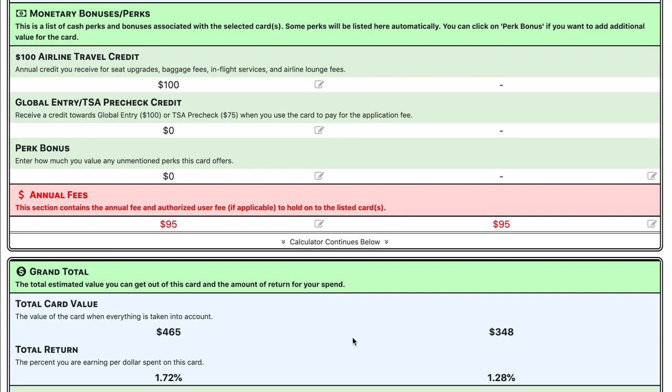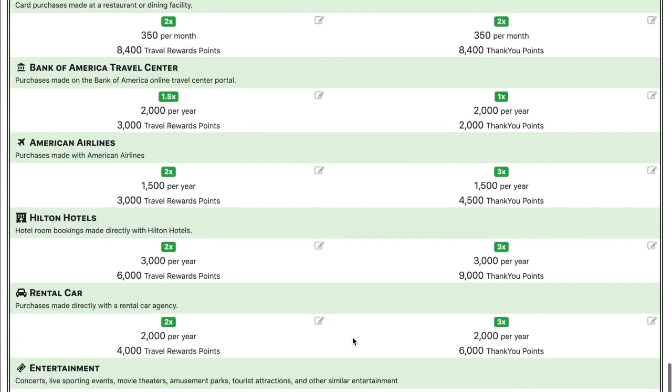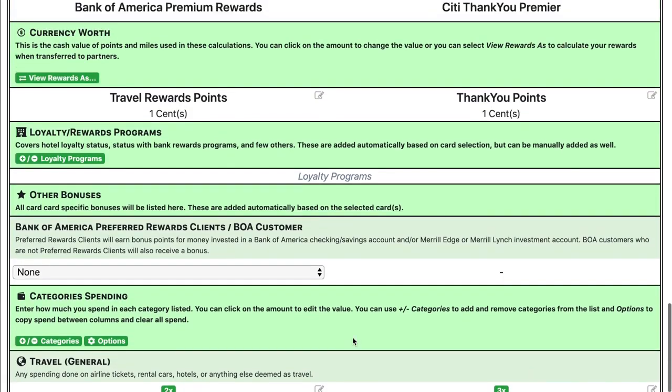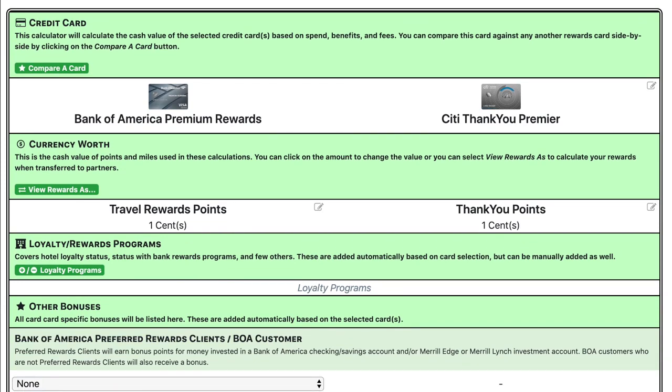So, I mean, if you're going to be going for Thank You points, you want to make sure you can get some good value out of those points by transferring them to partners. That's going to make the difference when comparing two cards like this. So we saw how it stacked against a card pretty much in the same playing field. Let's see how it stacks up against a luxury travel card.